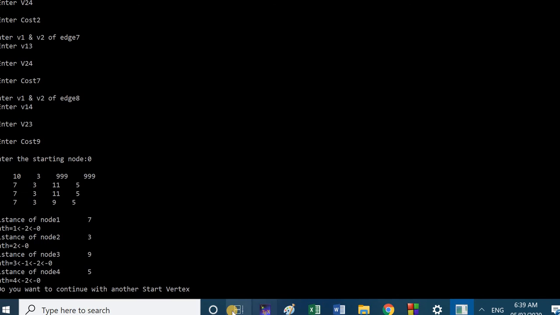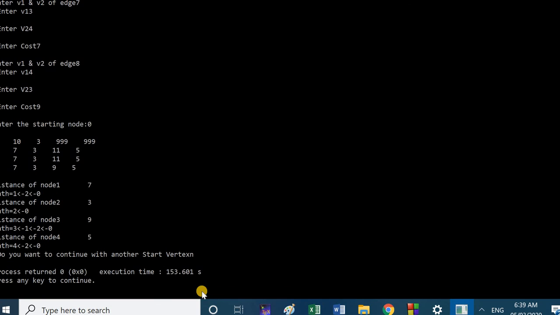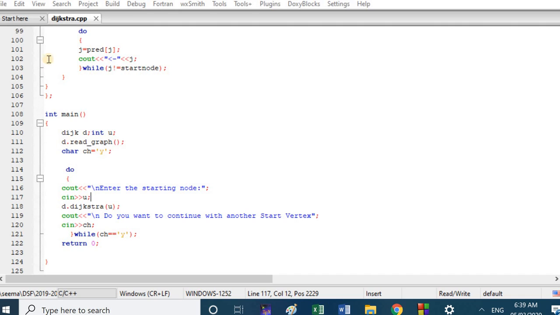If you want to continue with another starting vertex, you can give it. If you don't want to, answer yes or no. So you are saying no, which means you don't want to continue. So press any key. Thank you.